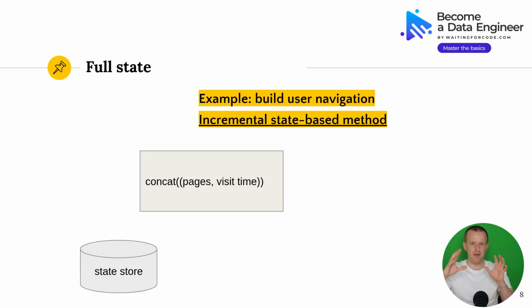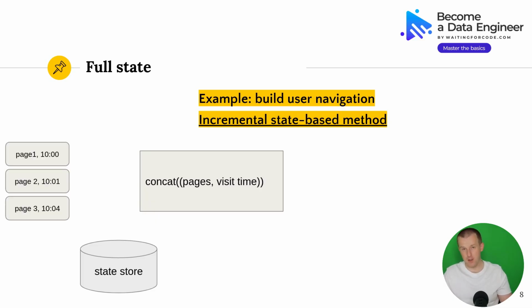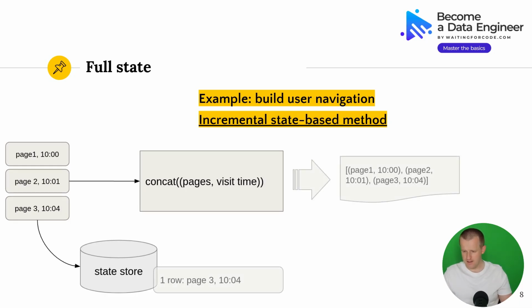And again, to give you a picture and better understand the difference between stateful and incremental state, I will try to implement the user session navigation scenario, so the sessionization problem, with the incremental state store method. So here the logic is quite simple. I have pairs of page and visit time, and I will just show you what happens here if we use the incremental state store method. We emit all three results, and later we keep only the last row from this micro batch.